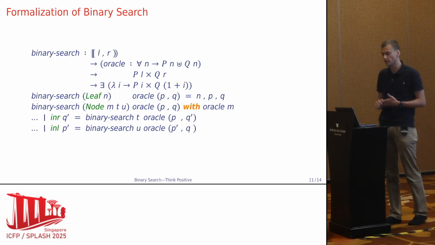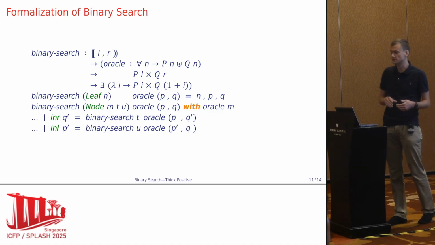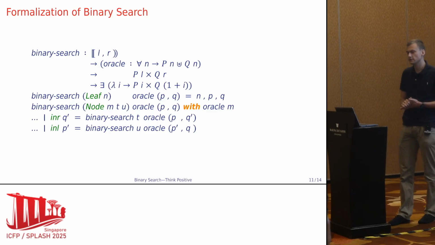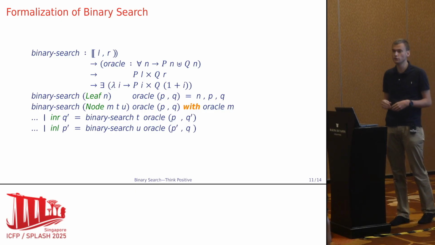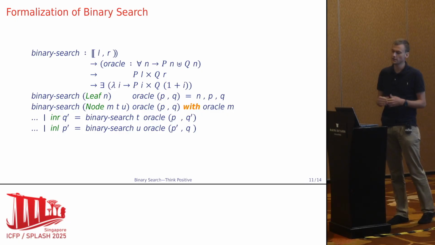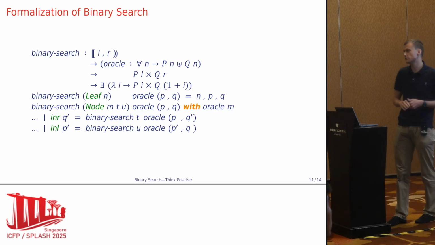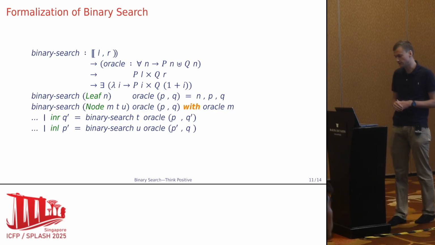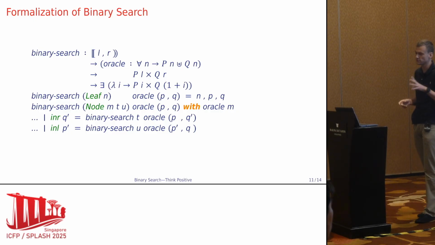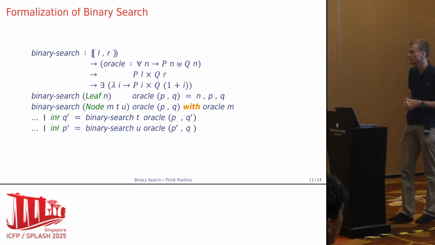We have an interval L to R, and now instead of looking for even or odd or for the sign, we have just any oracle, and we have any two predicates P and Q. They don't have to be exclusive, just any two predicates P and Q, and this decision procedure oracle. We assume that at the leftmost point, P holds, and at the rightmost point, Q holds.